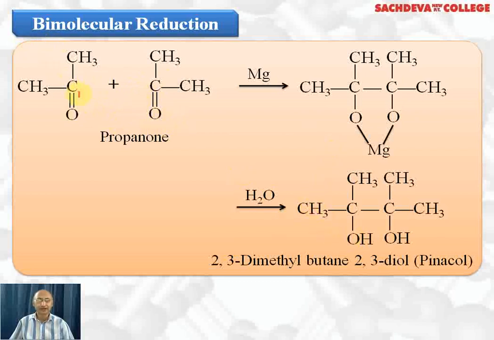So in the first step, what happens? Bonds start forming from here. Here a bond is formed. Between these two oxygens, magnesium is added. In the next step, we are carrying out hydrolysis. So this bond breaks, OH here. So we get 2,3-dimethyl butane-2,3-diol, which is popularly known as pinacol. And the side product will be magnesium hydroxide.